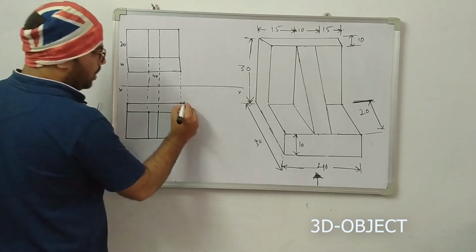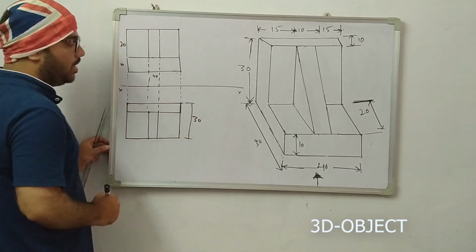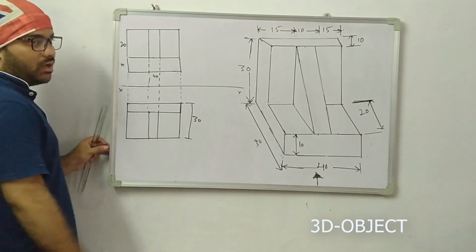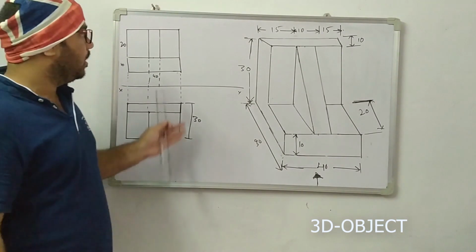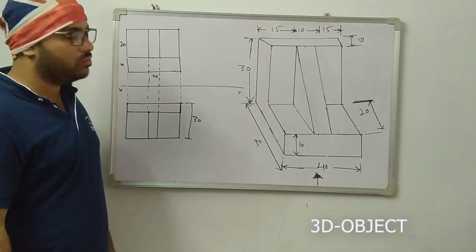What is this total length? The total width is 30 and the length is 40. In the top view we show width and length every time. In the front view we show the length and height. We completed these two portions.